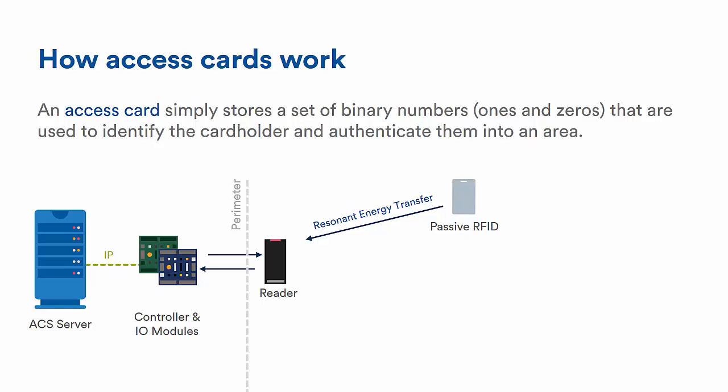Passive RFID requires no battery. The data on the card is energized when presented in proximity to a reader, and through what we call resonant energy transfer, the reader charges the card, and the card then broadcasts the credential for the reader to interpret and pass up to the controller for an access control decision.